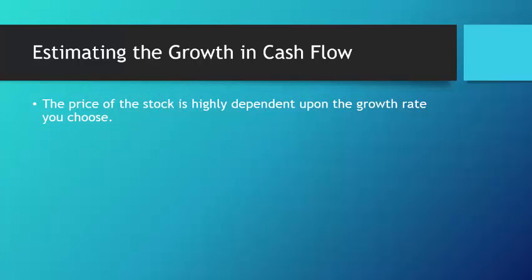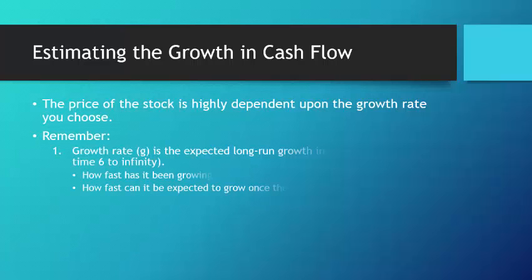So the price of the stock is highly dependent upon the growth rate you choose, because it's in the numerator and denominator of the Gordon constant growth model. Remember, therefore, first off, that the growth rate G is the expected long-run growth in free cash flows from time 6 to infinity. In the end, we're going to have to say, here's what I think would be a reasonable G. Then we're going to ask, how fast has it been growing in the past? And this is free cash flow now. It's not dividends or anything else. It's free cash flow. How fast can it be expected to grow once the company matures?